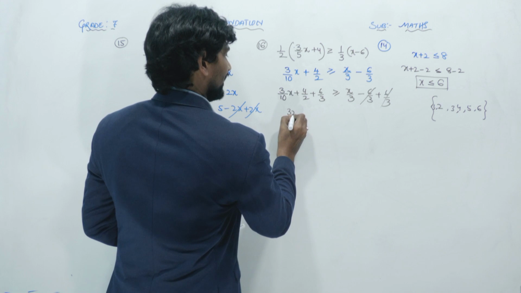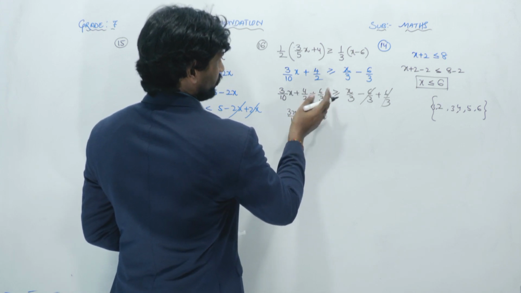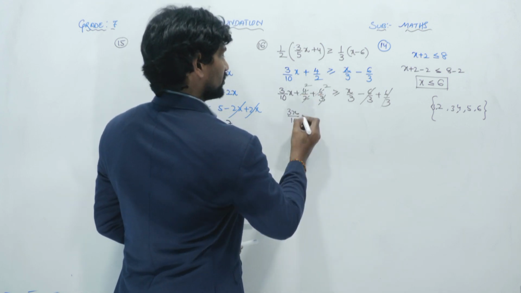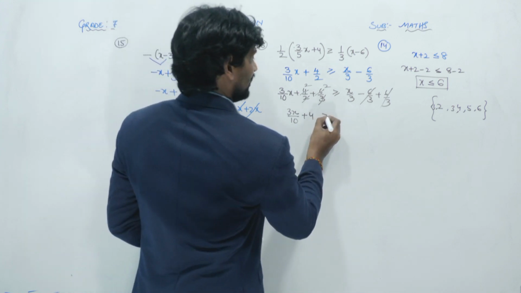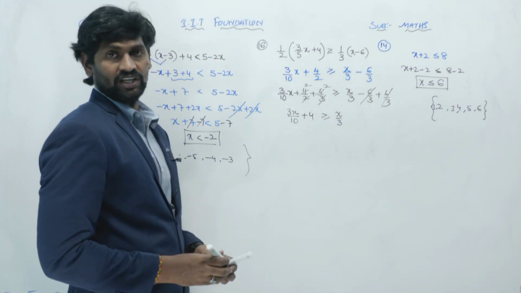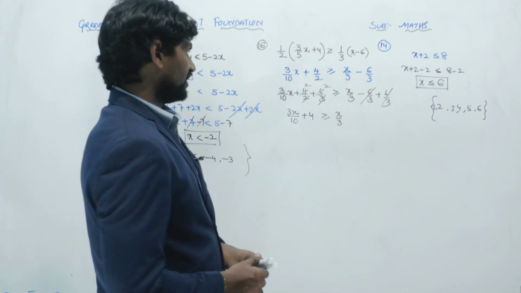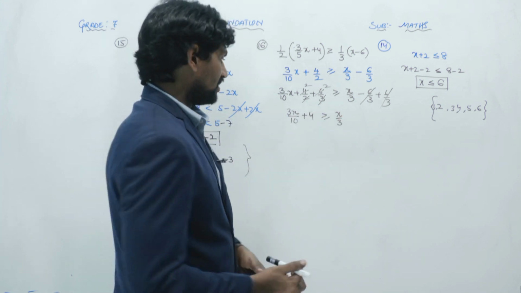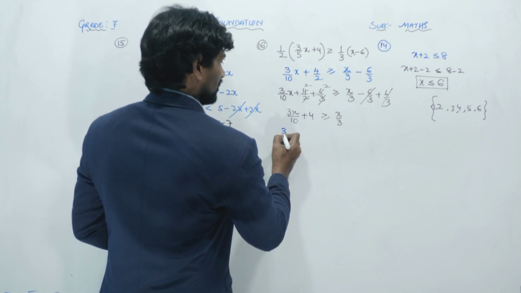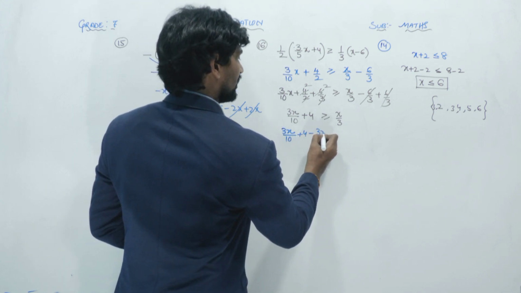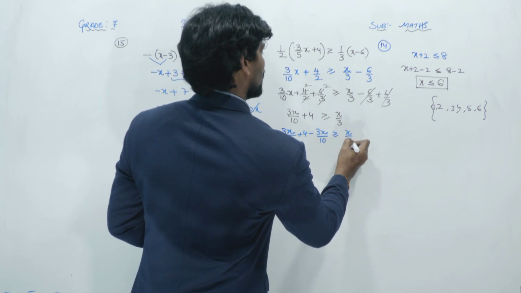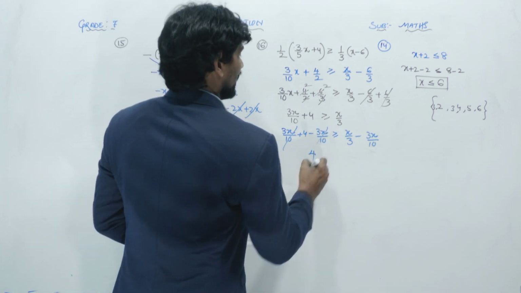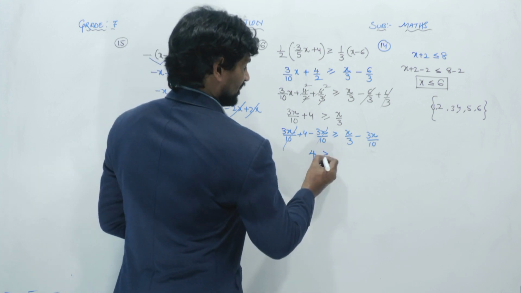Now here 3x by 10. Now if you want to add this, 3 table 6, 2 times, 2 table 4, 2 times, 2 plus 2, 4 we will get, greater than x by 3. Okay? Now remove 3x by 10 from both sides. Then it will be minus 3x by 10 on both sides. Plus 3x by 10 minus 3x by 10 is cancelled. Only 4 is remaining, greater than or equal to.